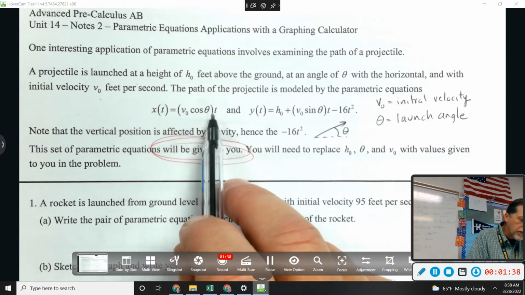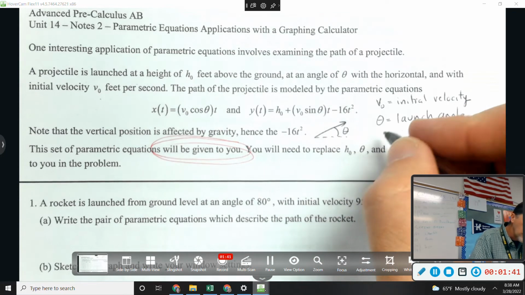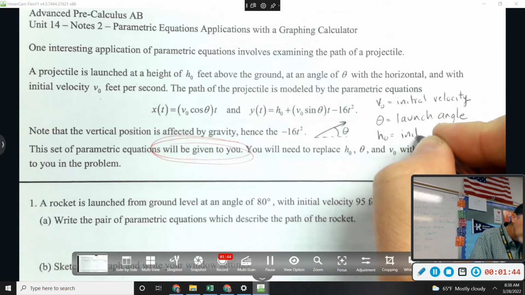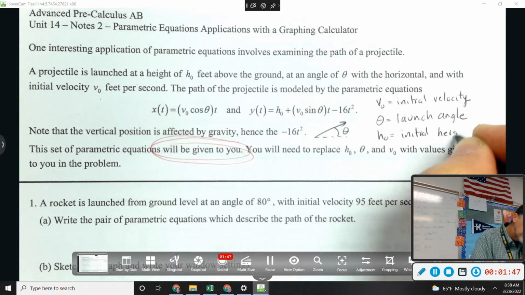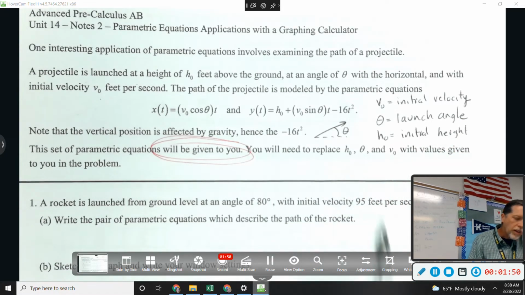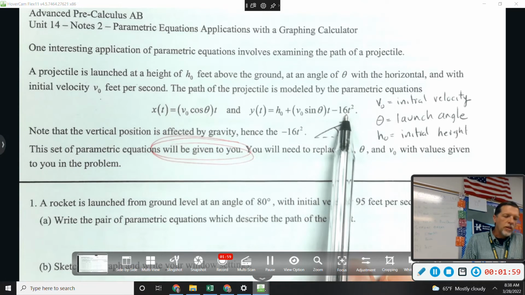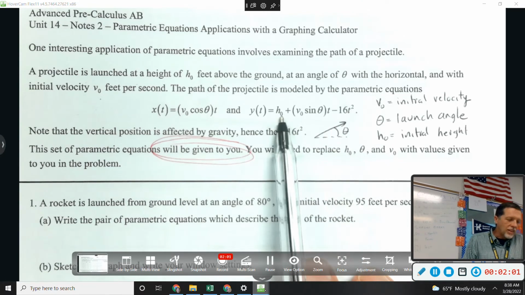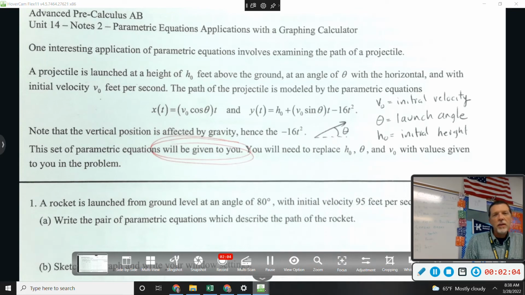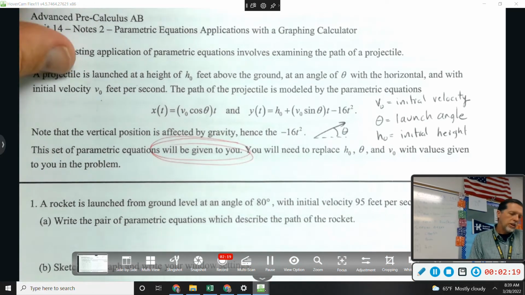Kind of just going in order here. T is time, not really worried about that one. h0 would be the initial height. That second equation should be very familiar to physics people. I think in physics we usually put the t squared first, and then the velocity, and then the initial height. But it's the same stuff. It's all there. So you'll need to replace those three things with the values given in the problem. We'll give you the equations, but you'll have to know what goes where. Then you can use your calculator.